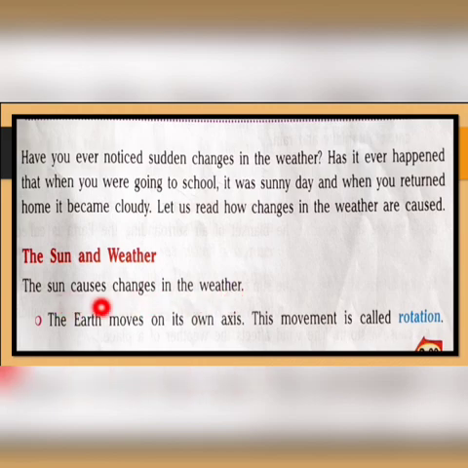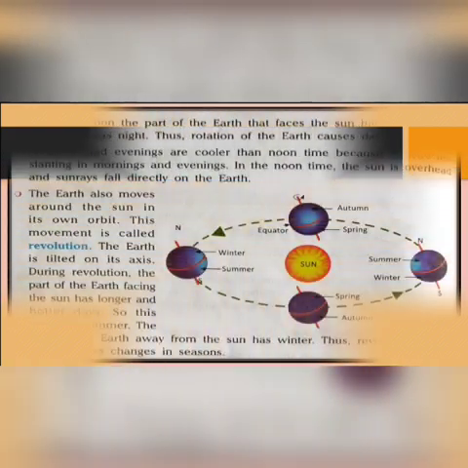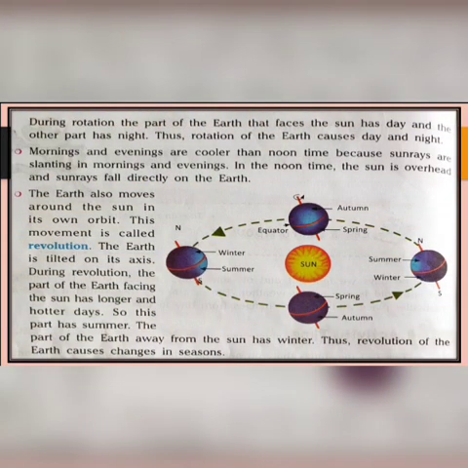As we know that our earth moves on its axis, which is called rotation, right? And during rotation, the part of the earth that faces the sun has day and the other part has night. Thus the rotation of the earth causes day and night. And we feel that mornings and evenings are cooler than noontime.